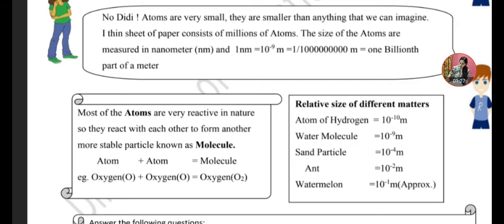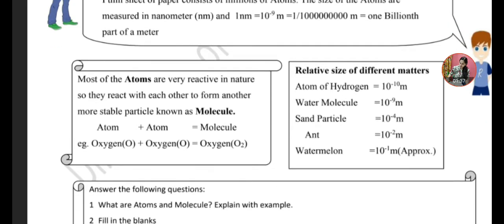Which unit, students? Nanometer. And 1 nanometer equals 10 raised to power minus 9 meter. It means 1 billionth part of a meter. Most of the atoms are very reactive in nature. They react with each other to form molecules. It means, students, if we define the molecule, we have to write that atoms combine to form molecules.